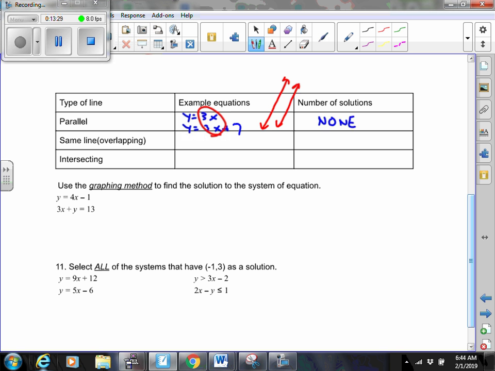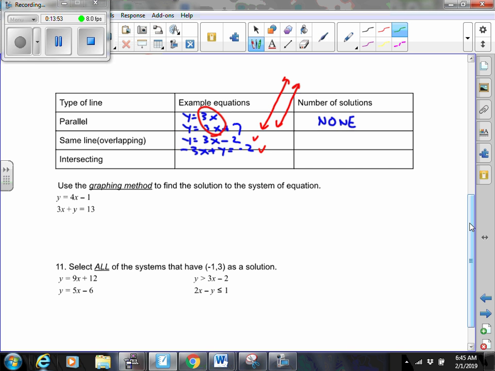If they're exactly the same line, it's kind of sometimes hard to see, but what's happening is, if you graph them, like here's an example. y equals 3x plus or minus 2. That could also be written as -3x plus y equals -2. Both of these two things are exactly the same equation. Well, how would you know that?